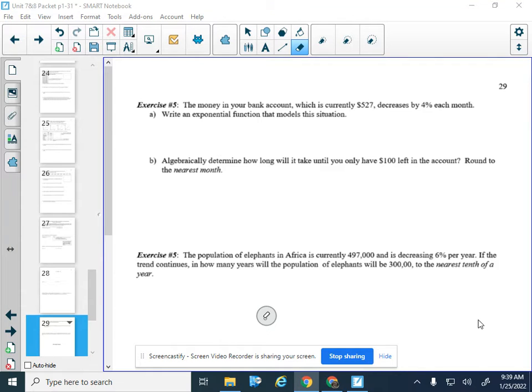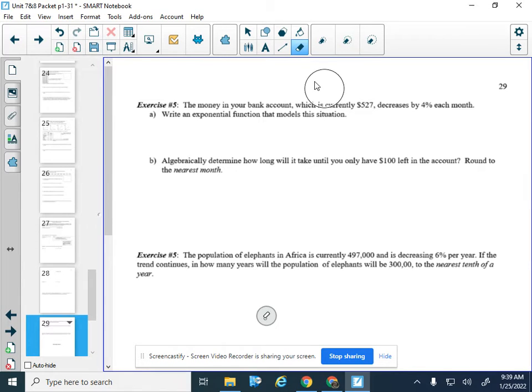In exercise 5, we're going to start to use this new method for solving exponential equations and combine it with the word problems we did earlier in this packet. The money in your bank account, which is currently $527, decreases by 4% each month. Write an exponential function that models this situation.